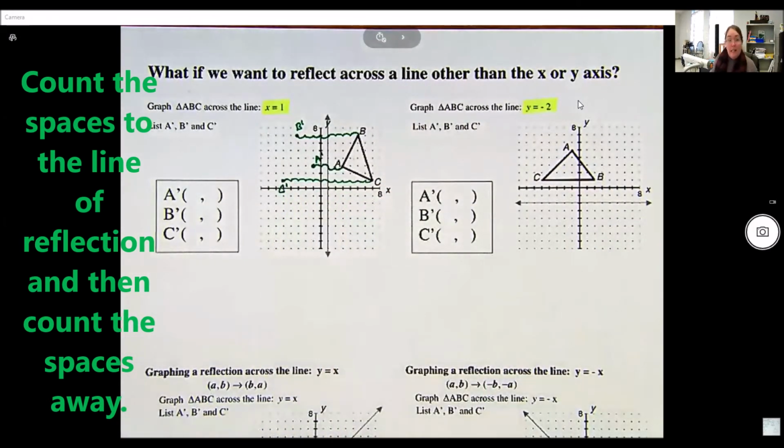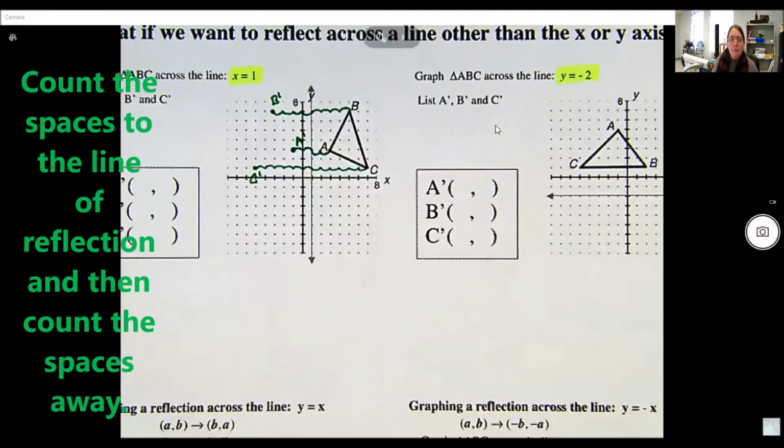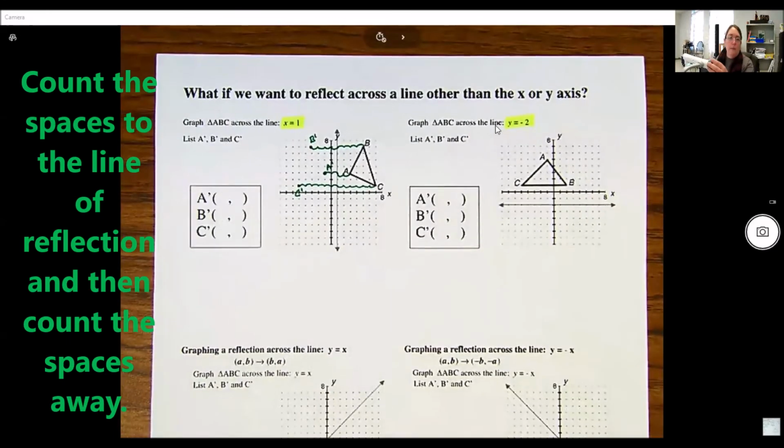I'm going to connect those dots and fill in those points. I'll be right back. Am I not reflecting? Oh, that's awesome. Happy Christmas.